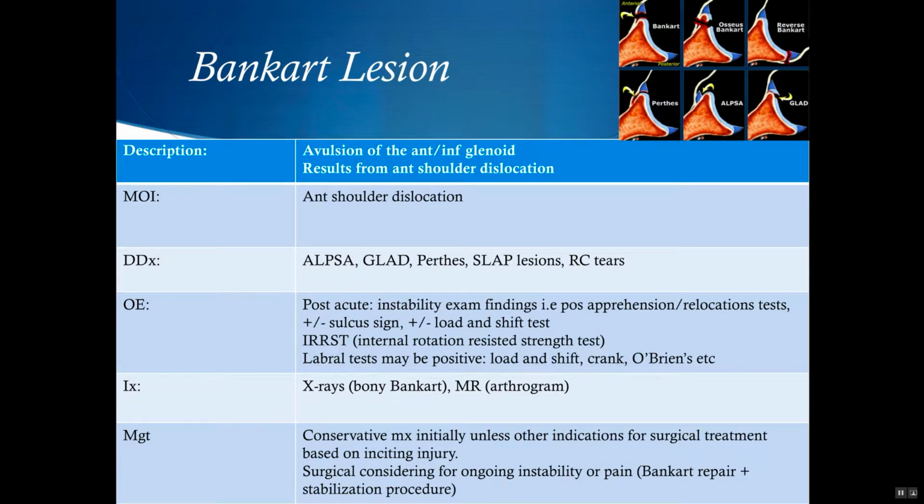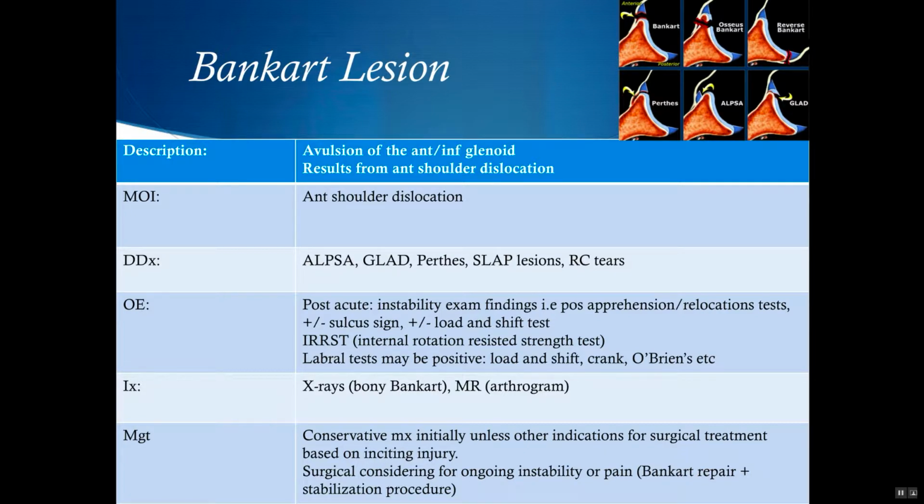This next session of the presentation will review glenohumeral instability and associated conditions. First off, we'll start by looking at Bankart lesions, which essentially are a result of an avulsion of the anterior inferior glenoid and usually result from a shoulder dislocation injury, specifically an anterior shoulder dislocation.